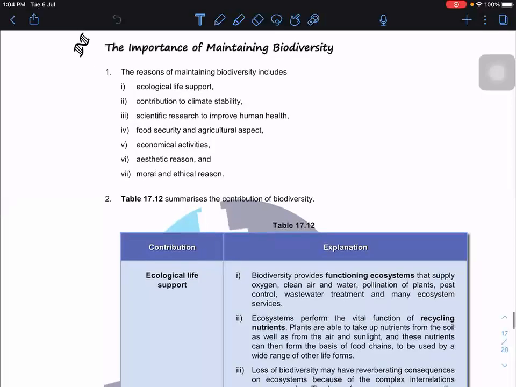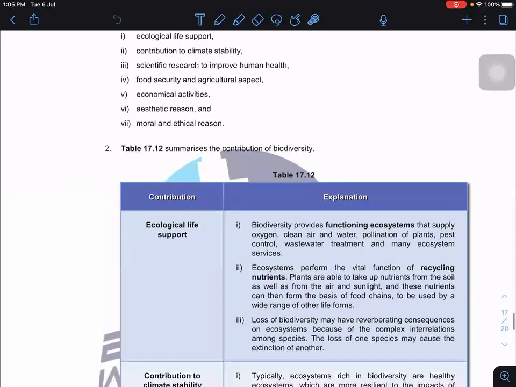Okay, so now why do we need to maintain the biodiversity? There are a few reasons, definitely. First, we talk about ecological life support. Second, contributions to the climate stability. Okay, we'll go through one by one later. And also scientific research to improve human health, food security and the agricultural aspect, economic activity, aesthetic reasons, as well as moral and ethical reasons. Okay, so you can see what the contributions are.